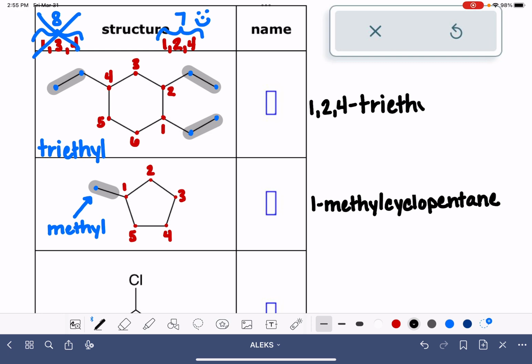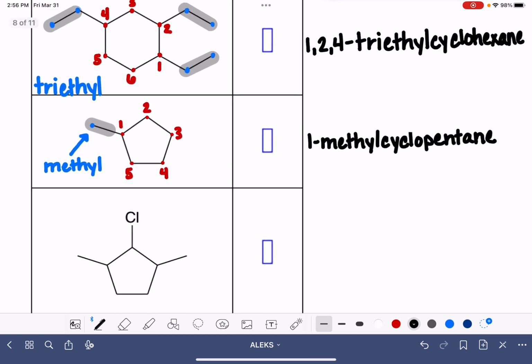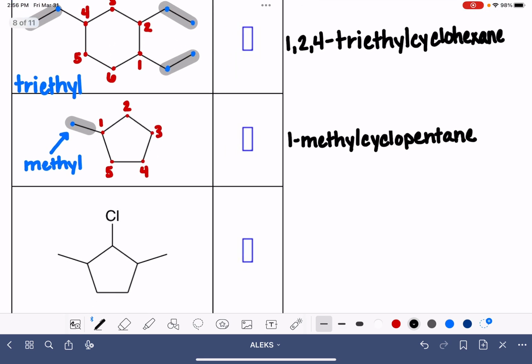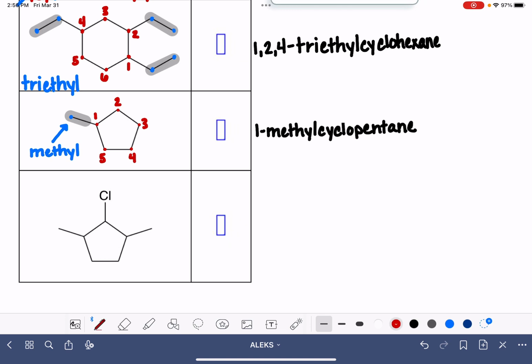And their name is ethyl: 1,2,4-triethyl, and then the name of the parent chain, cyclohexane. Now, last but not least, down here we have another 5-membered ring. This one maybe is a little bit easier to see the numbering. We're just going to go straight across, 1, 2, 3, like that.